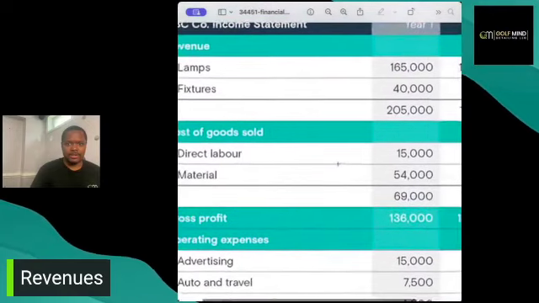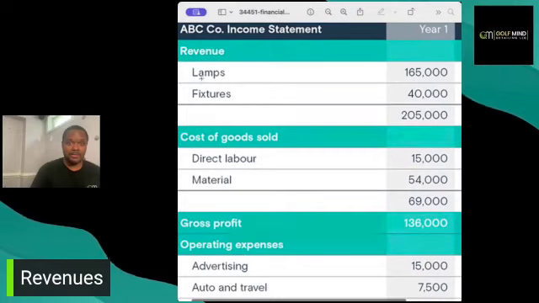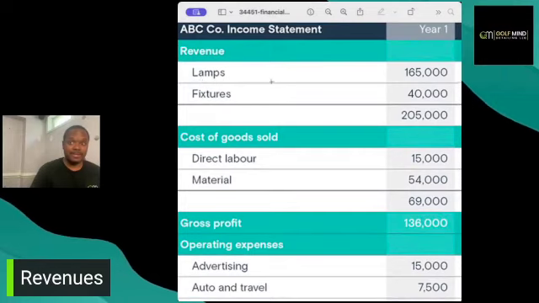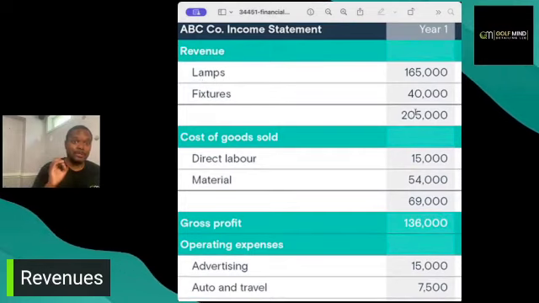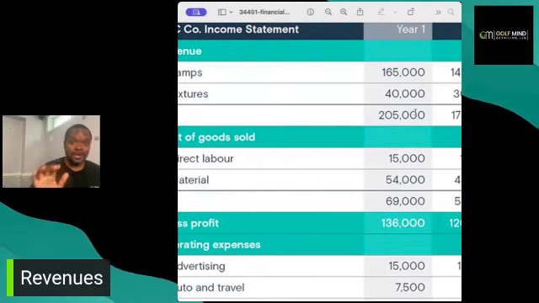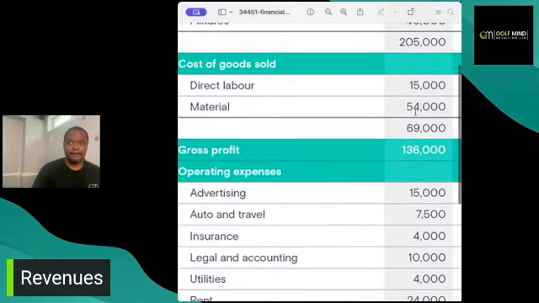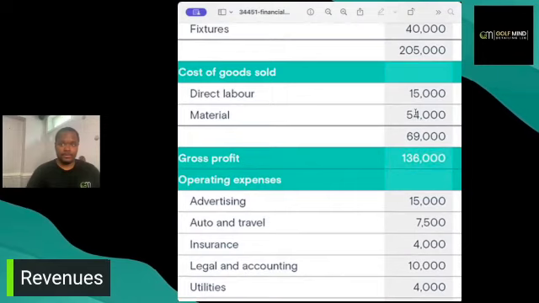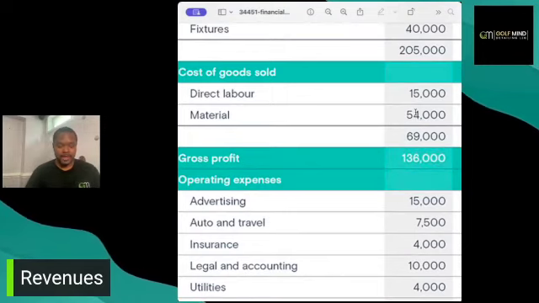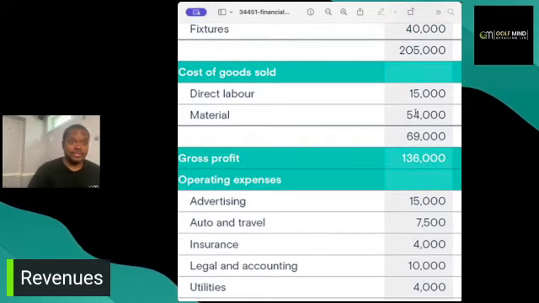Because right here, as you see, the grand total of all the revenue that you received from the service you provide to them tallied up to be $205,000 from all of your service through the lamps and the fixtures. So then we do this: 205,000 minus 69,000, which will give us 136,000.